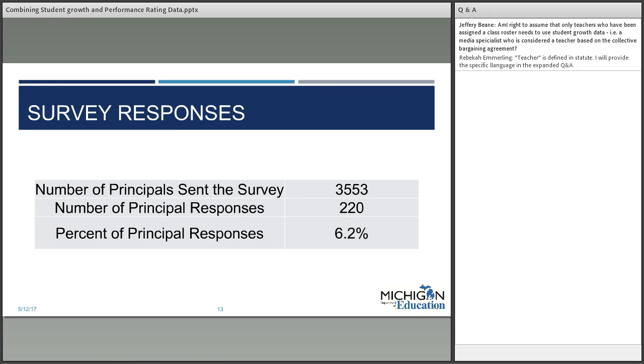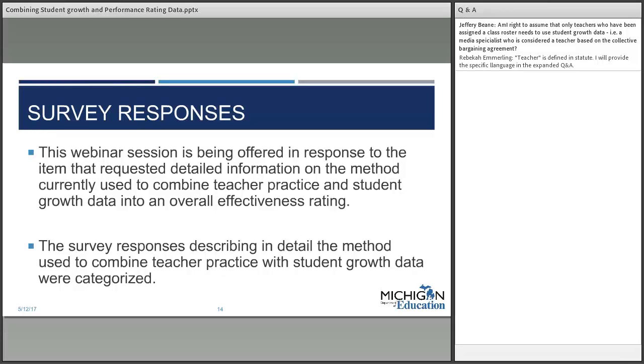So out of the 3,553 individuals that we sent the survey to, we received 220 responses, or 6.2% of recipients responded to the survey. In April, which is a very, very busy time of year for everybody, that actually surpassed a little bit the expectations they had for responses. So we had 220 responses to this survey.